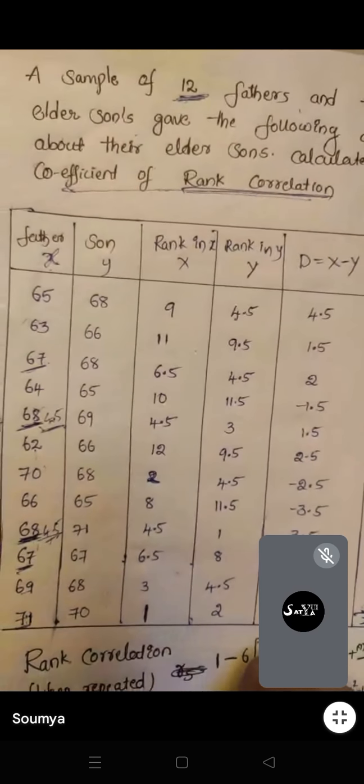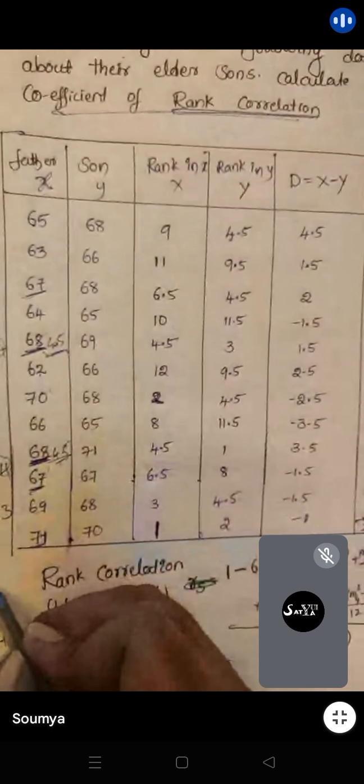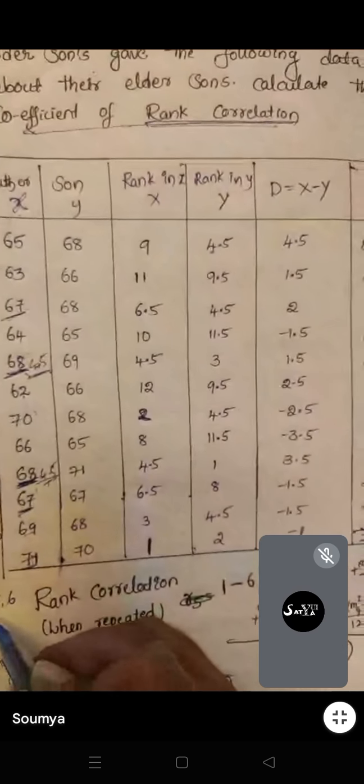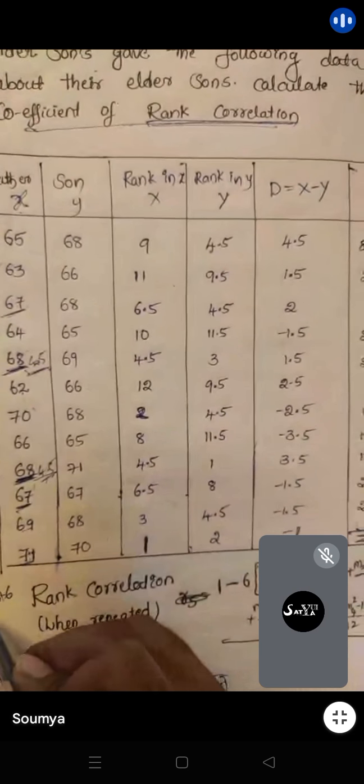Ma'am, if there are 3 members repeated? 3 members means 4, 5, 6. Okay? Divided by 3.